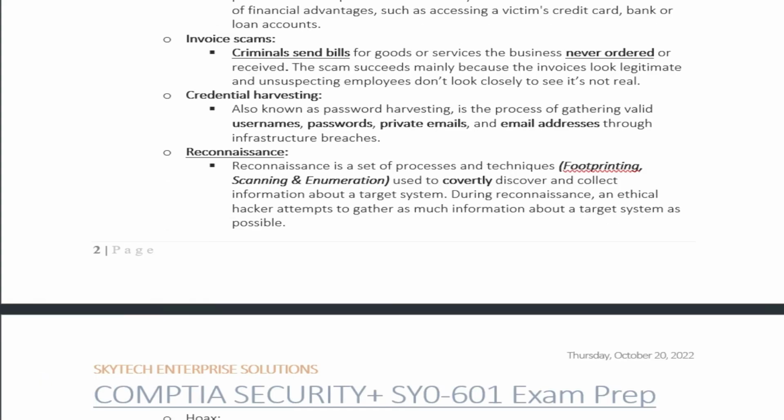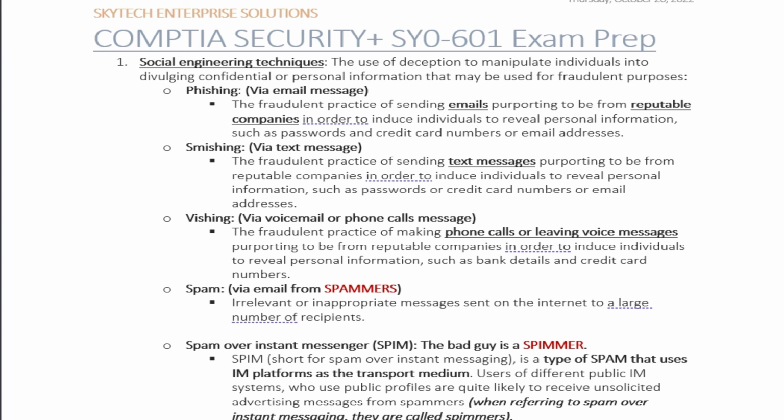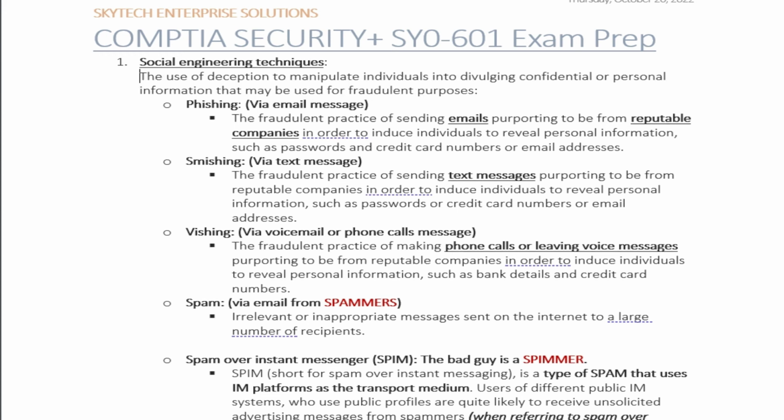All right, guys. So there's more to come. We'll just stop right here because I see the video just got over 30 minutes. We're trying to keep the videos short and manageable. So again, we just took a look at social engineering techniques. And again, social engineering is the use of deception to manipulate individuals into divulging confidential or personal information that may be used for fraudulent purposes, guys.